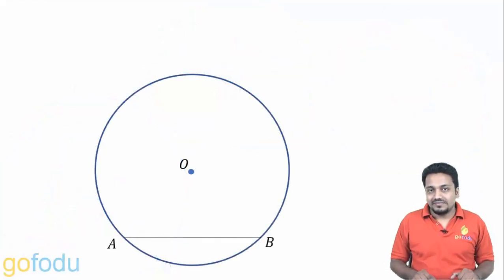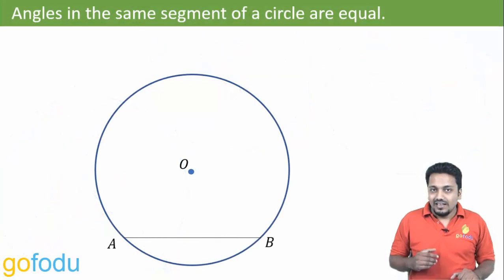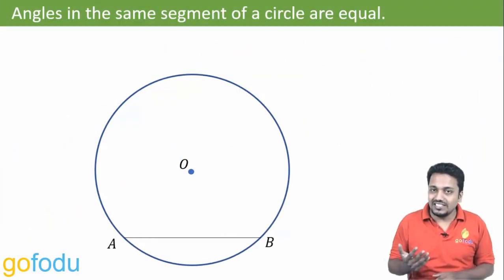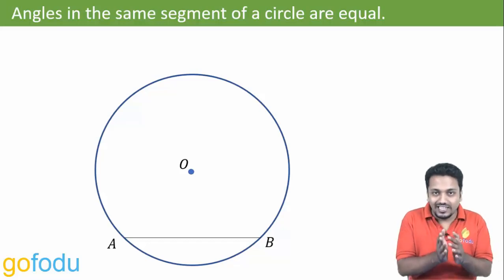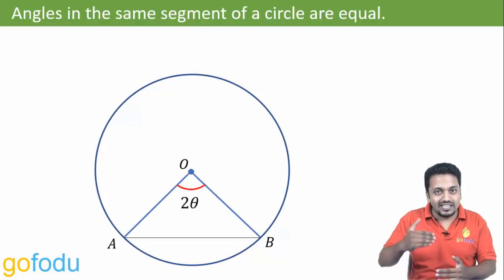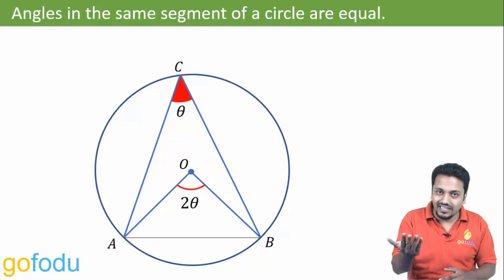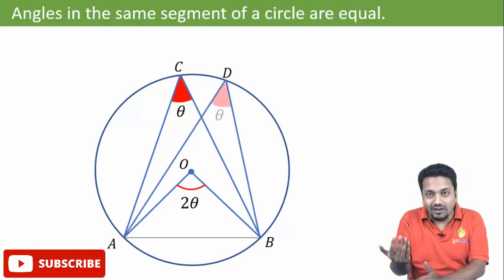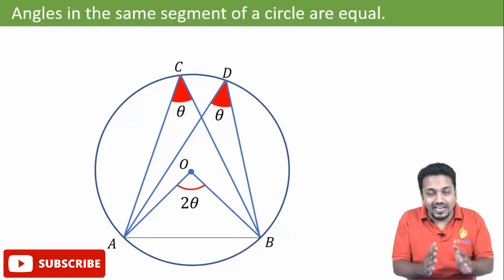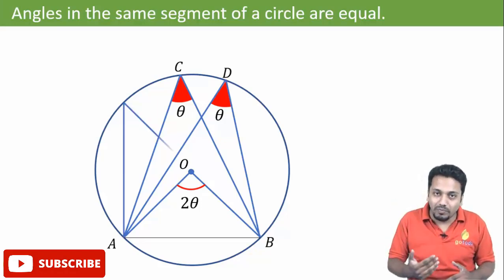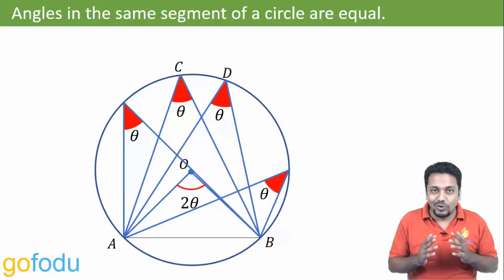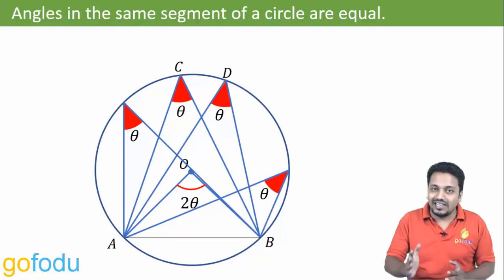Next, angles in the same segment of a circle are equal. Very easy. See, if the angle at the center is 2 theta, then the angle at the circle will be half of it, that is theta. Likewise, the other angle on the circle will also be half of the angle at the center. Any other angle subtended by the same chord BC will also be theta only. So, angles in the same segment are equal.